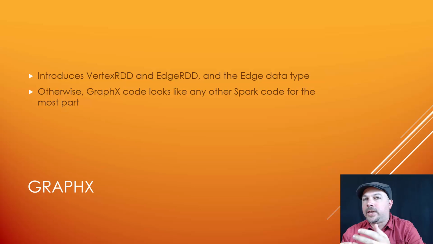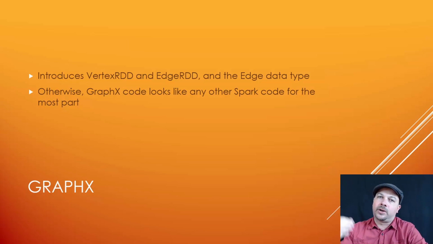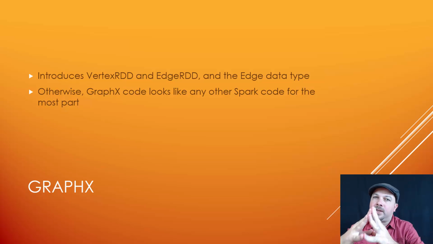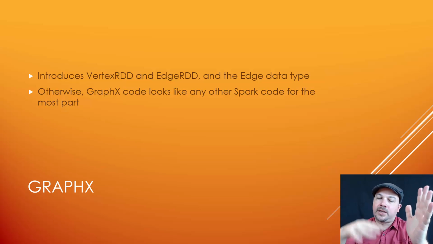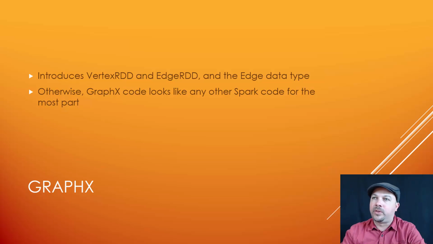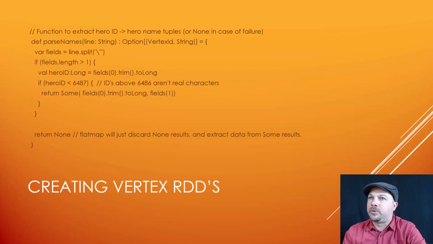So vertex, again, just an individual node in your graph. Edge is a connection between two nodes, and a graph is constructed by passing in an RDD of vertices and an RDD of edges that connect these vertices together. So an edge just consists of two vertex IDs that an edge connects, and a vertex is just a vertex ID and whatever data you want to associate with that vertex. Apart from that, there's nothing really special from a syntactical standpoint.